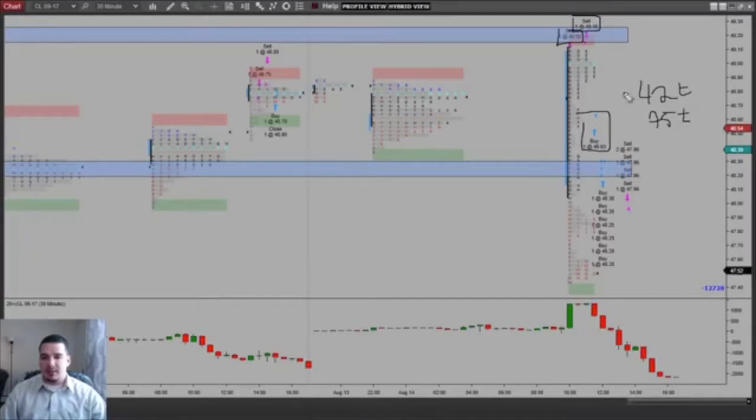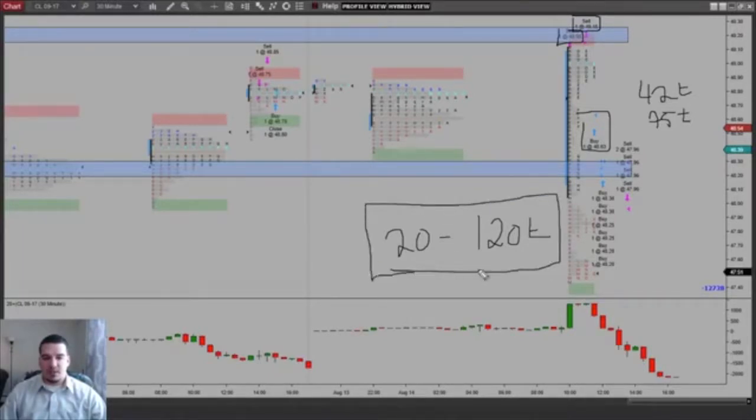And this is possible, guys. This is completely possible. Using the market profile strategy, we can generate anywhere from 20 to 120 ticks, no problem, on any given day in the crude oil market, right? And we can achieve this with as few trades as possible, which is the more remarkable part about the market profile strategy and the methodology.